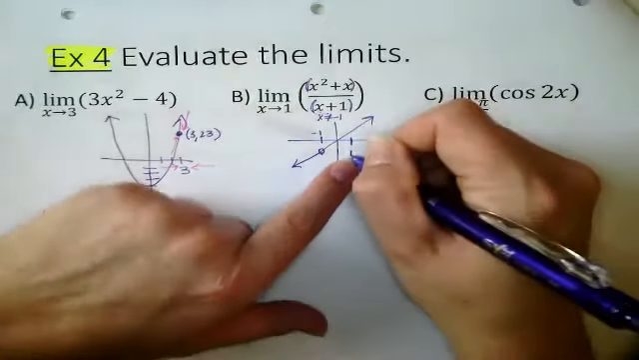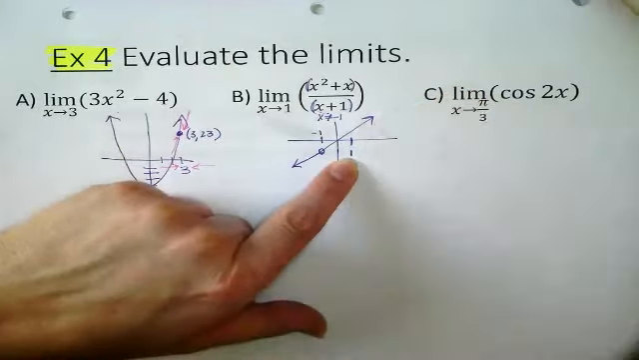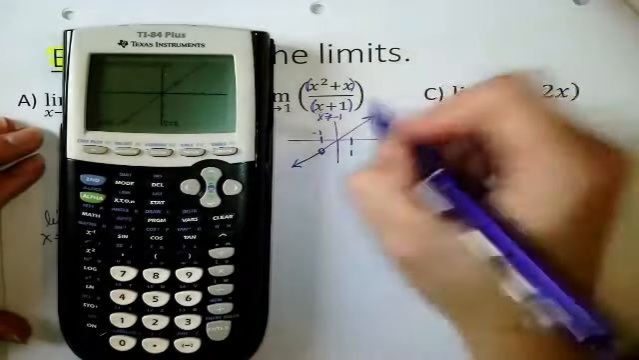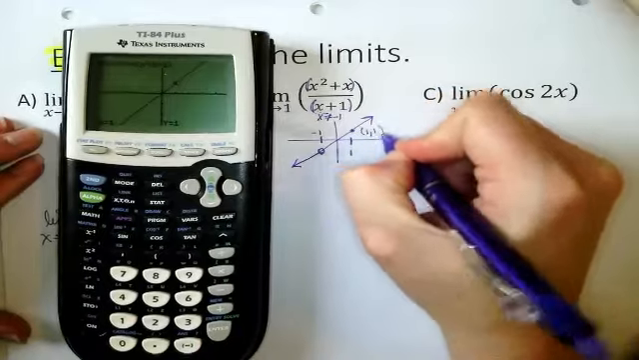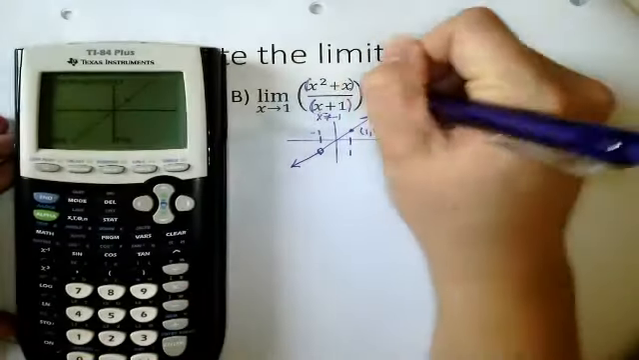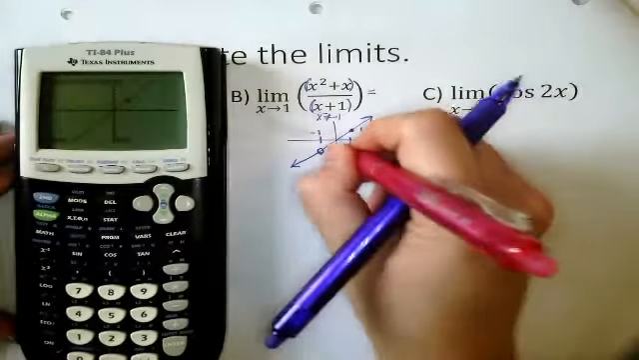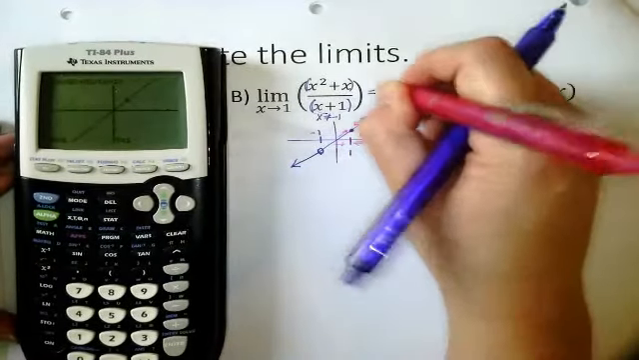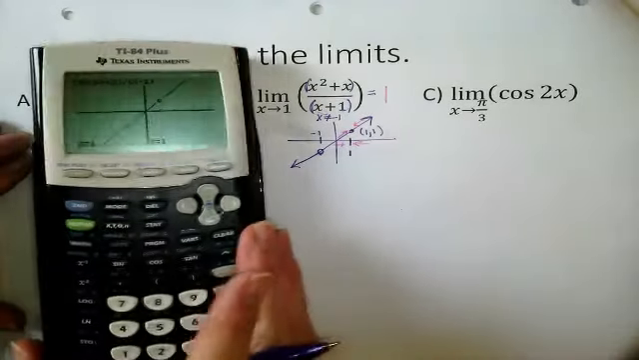And so we're interested in knowing what's happening over here. Well, over here, it's pretty easy to see. I'm just going to use trace. And at 1, the output is 1. So the limit as x approaches 1 from the left has an output of 1, and from the right has an output of 1. So the limit is just 1.